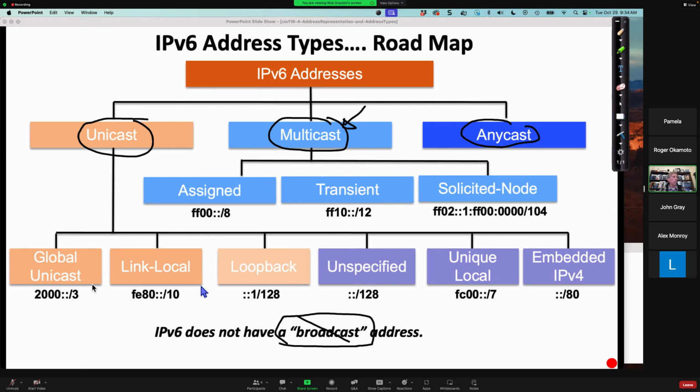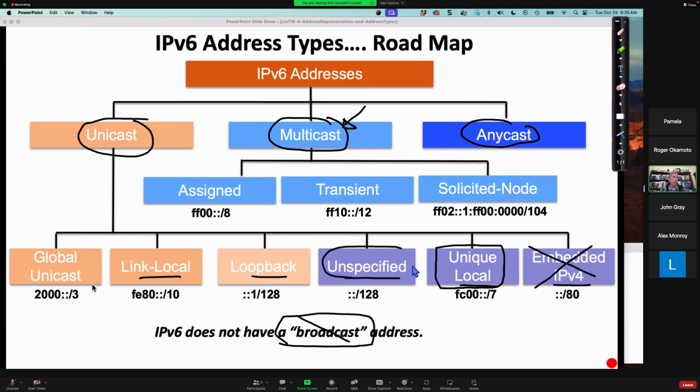But in IPv6, look, we have link local, loopback, unspecified, unique local, embedded. We're not going to worry about this. Unique local, I'll talk about. You might get one on your computer. I'll show you. I get one at home, or I get one on my computer, my Mac OS.